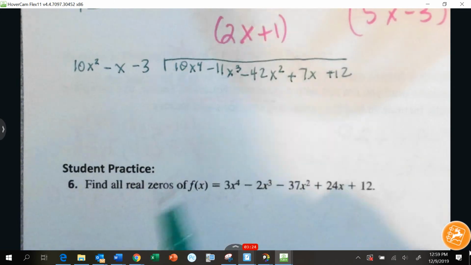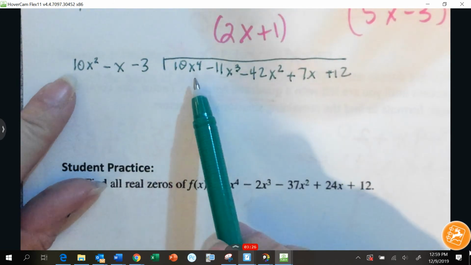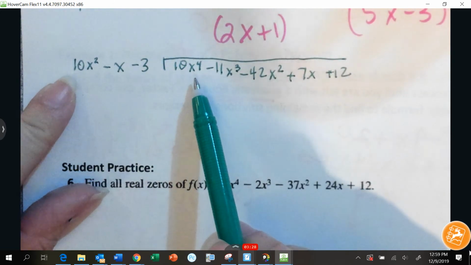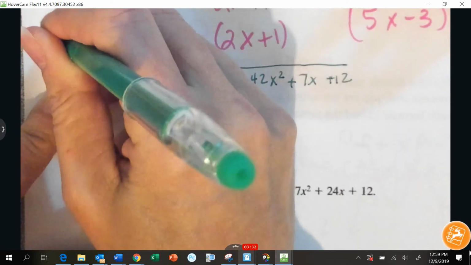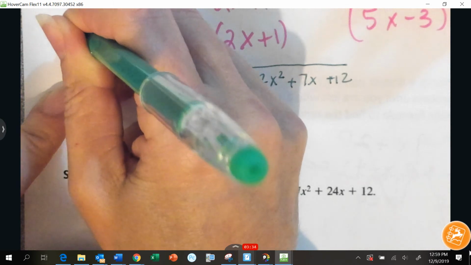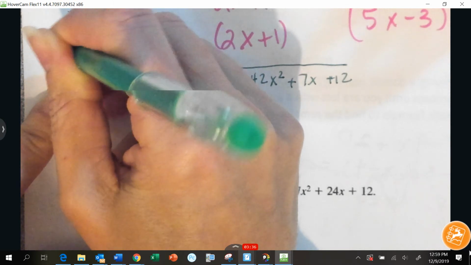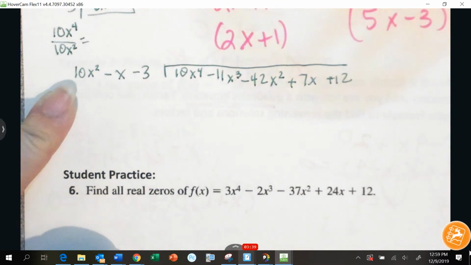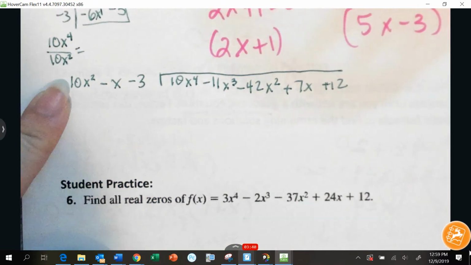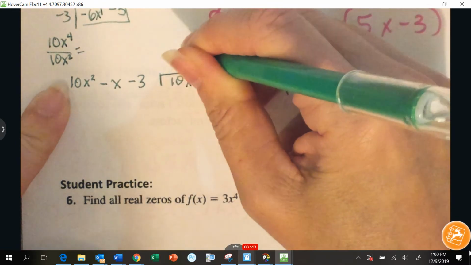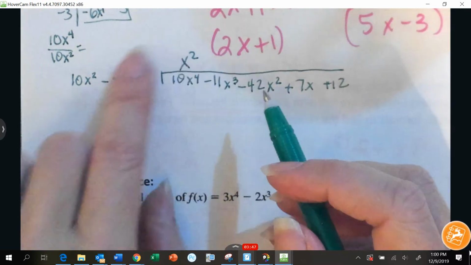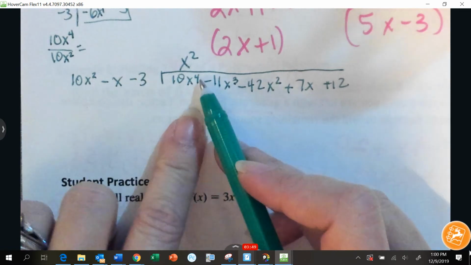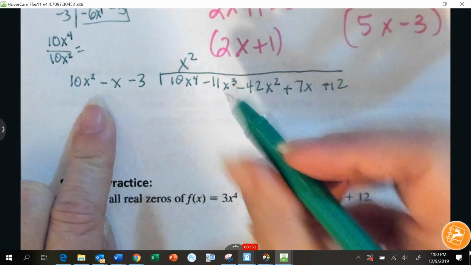Okay. No, not once. No, not twice. Okay, so if you're not sure of the answer, remember we can do 10x to the 4th divided by 10x to the 2nd and simplify that. And when we use division, what's left over? x squared. That's how many times it goes in. It goes in x squared times. Then we distribute. Divide, multiply, right?